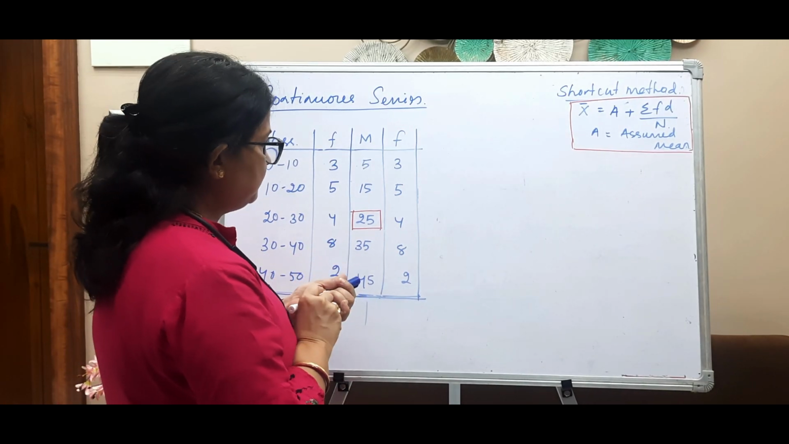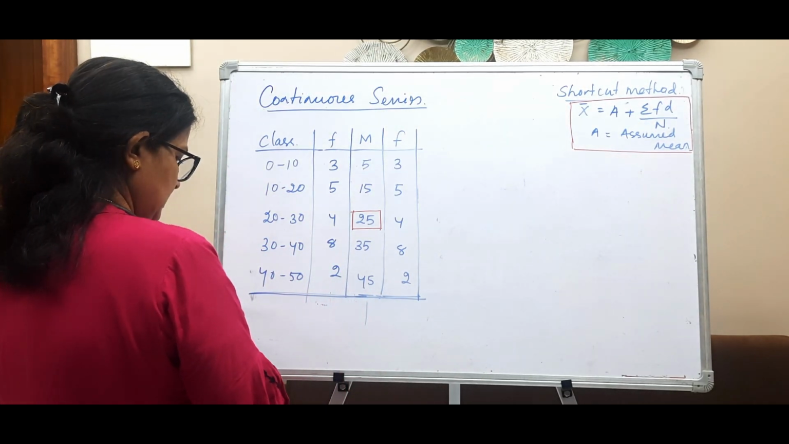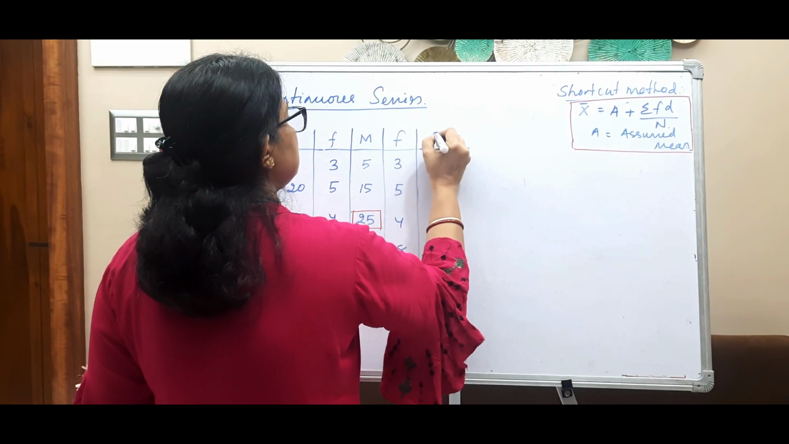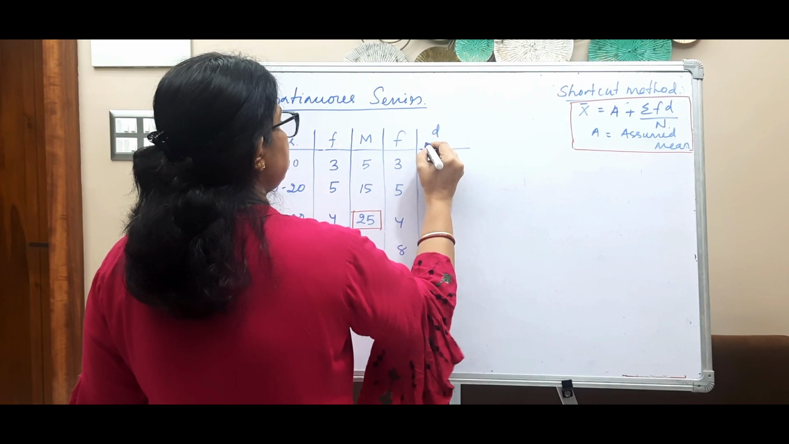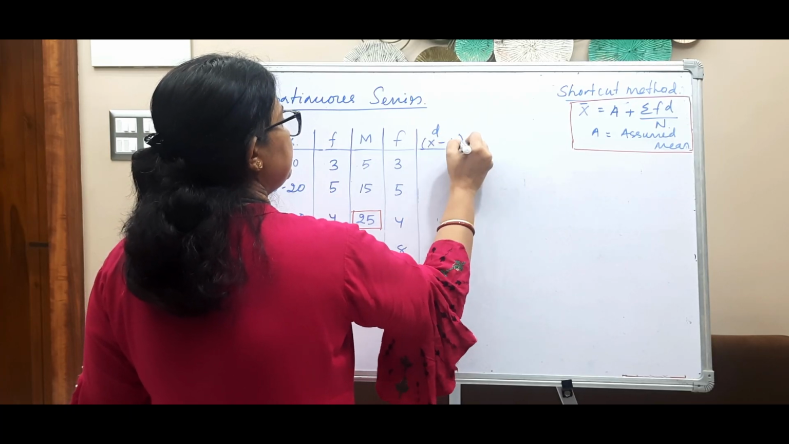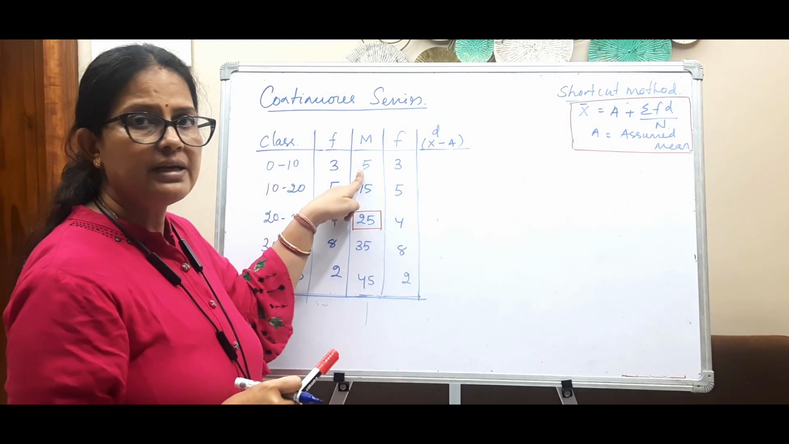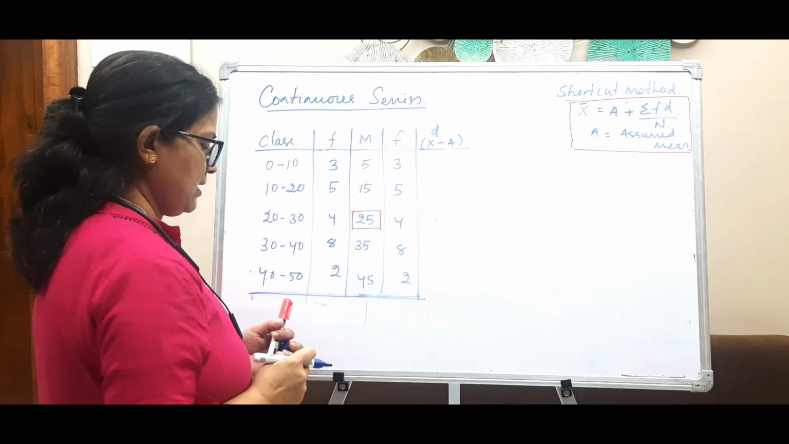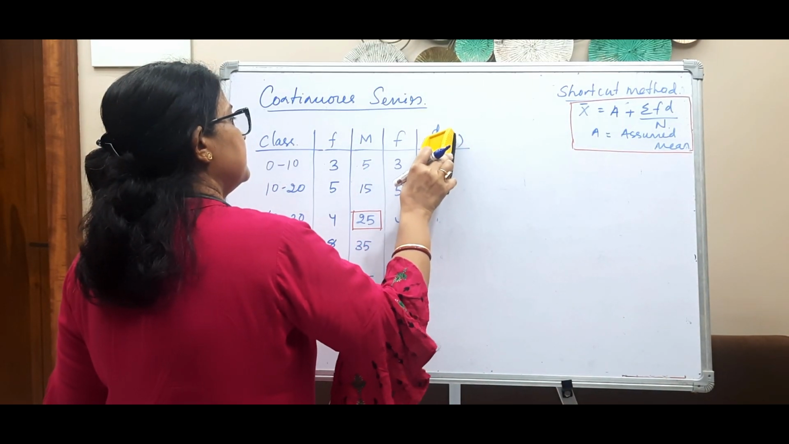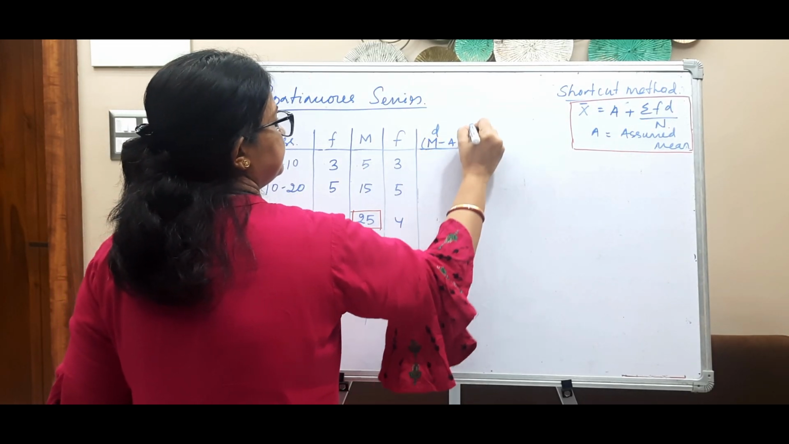Now what do we need to do? We have to calculate the value of d. D is nothing but our deviation, that is x minus a. But here what do we need to write? Our x is m here. So we can write m minus a.